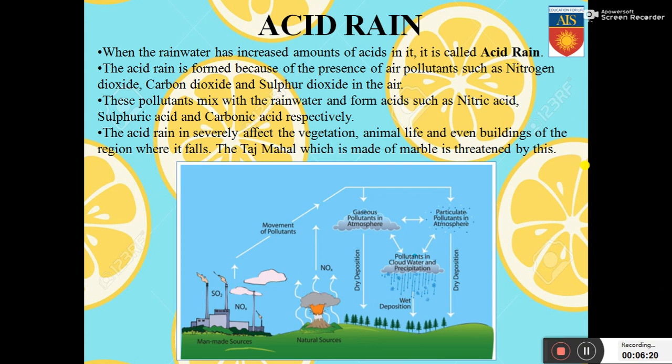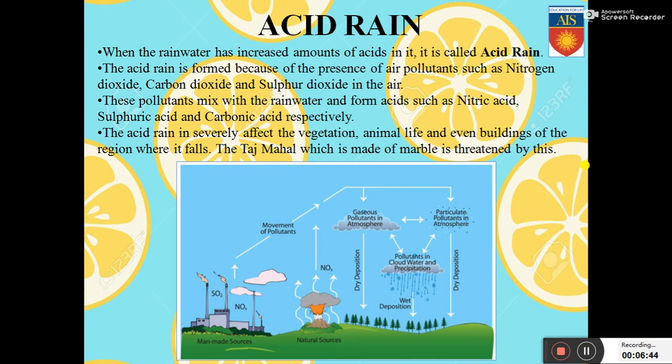Acid rain is caused when the rainwater has increased amounts of acid in it. Now where are these acids coming from? The acid rain is formed because of air pollution, because all the cars give out very harmful smokes and harmful gases such as nitrogen dioxide, carbon dioxide and sulfur dioxide. All of these come together and form the acid rain.